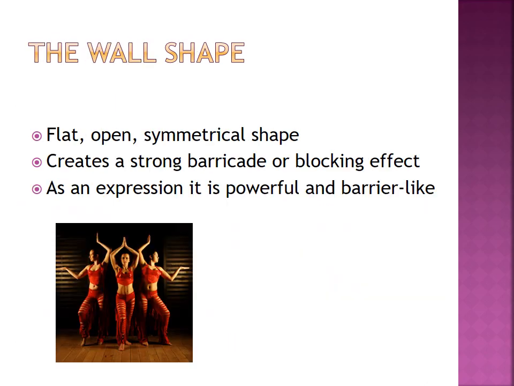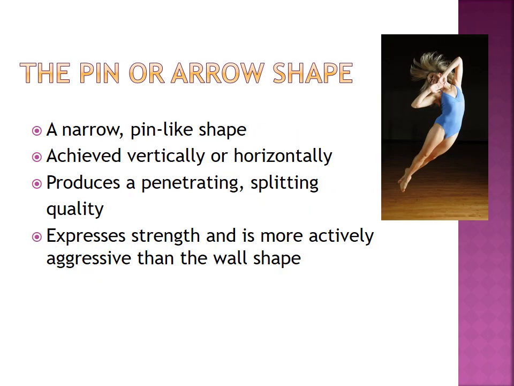The first is the wall shape. This is flat, open and symmetrical. It creates a strong barricade or blocking effect, and as an expression, it's powerful and barrier-like, literally like a wall. Our second is the pin or arrow shape. It's a narrow pin-like shape, vertically or horizontally, and it produces a penetrating, splitting quality. It expresses strength. It's a strong shape, but it is more actively aggressive than the wall shape.